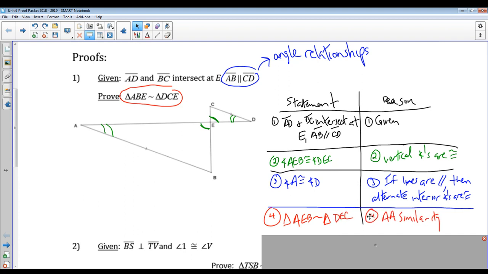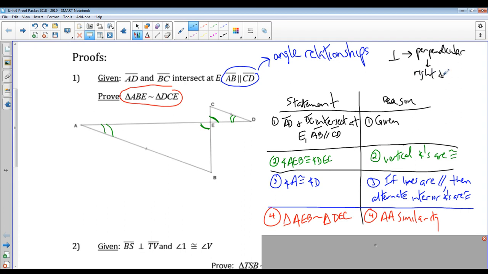Okay, so that's our main idea for these angle-angle similarity proofs. So get out that old note packet we had that has all your proof rules in there. We're going to need a lot of them. We'll definitely need parallel lines. We're definitely going to look at a lot of perpendicular lines. So remember that symbol, that upside down T, means perpendicular, which we know makes right angles.